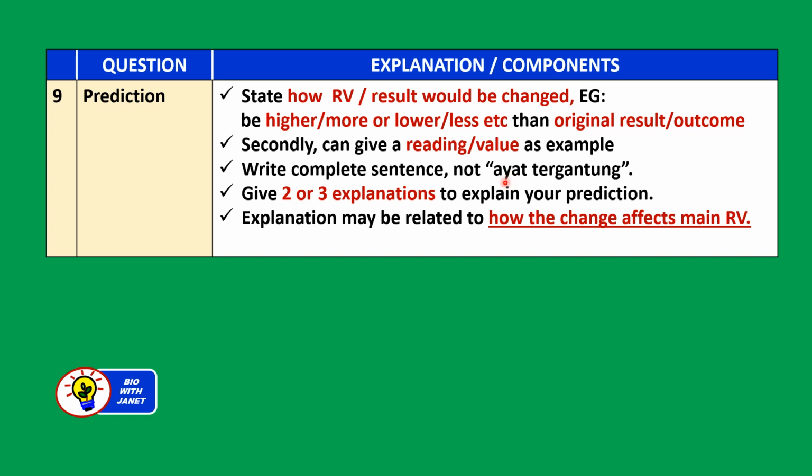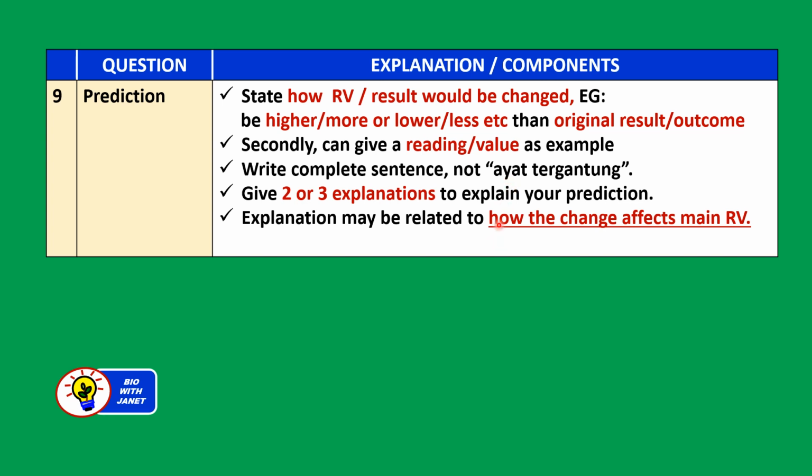Write a complete sentence, not ayat tergantung. For example, some people, for prediction, they write straight away less or higher, more or less than a particular result. They don't start with what the RV would be, higher or lower. They just say less than something. There are students that write like that. So that's called ayat tergantung. It's not complete, so you won't get the mark.